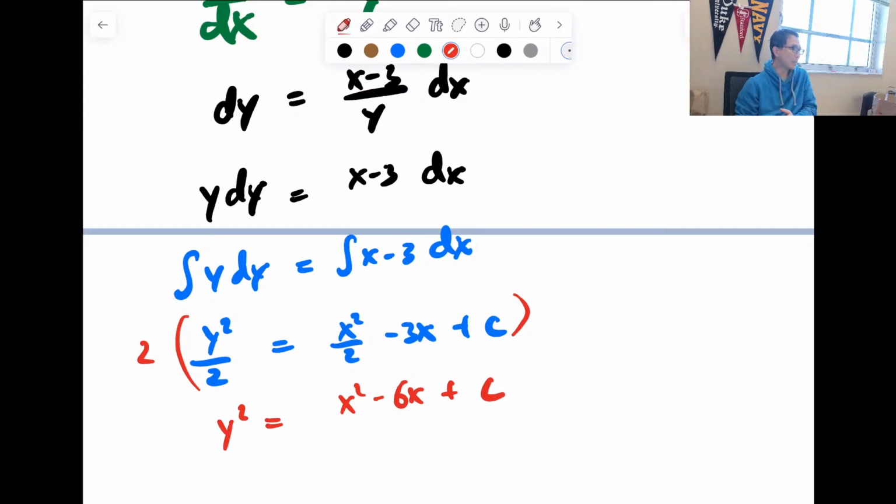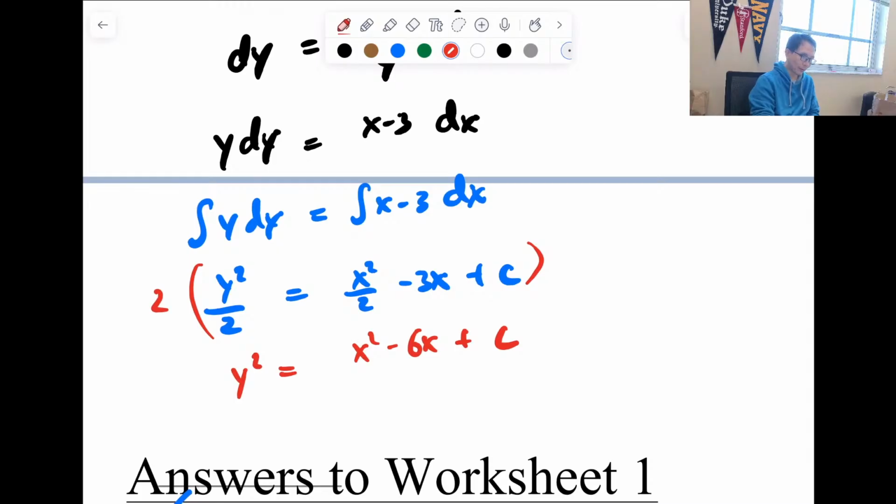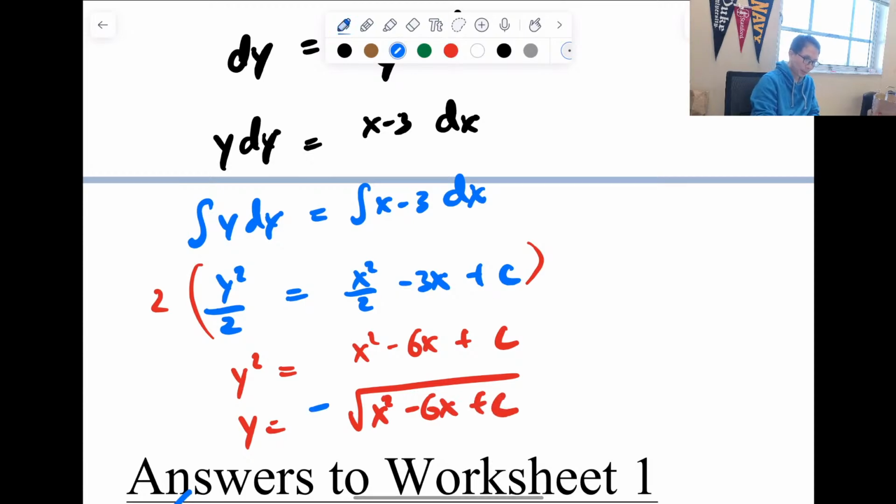But I usually don't plug in the initial condition until I solve for y. So in this case, I'm going to go ahead and solve for y. So y is equal to the square root of x squared minus 6x plus c. And this one is going to be a plus or minus. The reason you have plus or minus is because you square root both sides. You must include plus or minus. On this particular question, this actually matters. Usually it doesn't matter, but in this particular question, it matters.